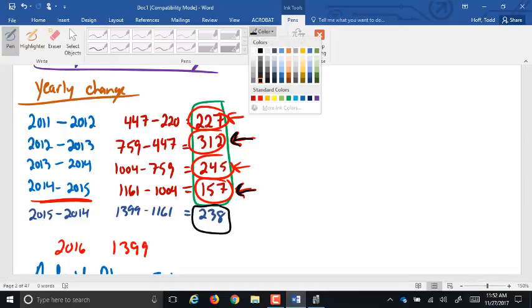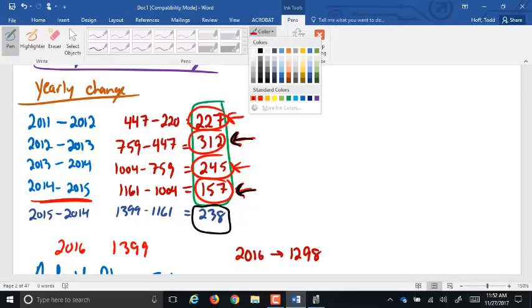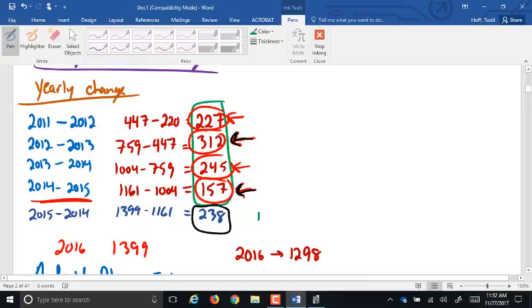But the other case might be, let's say that the 2016 number came in at 1298. Then the difference would be 1298 minus 1161. That would only be 137 difference. That would be indicating that maybe the increase in sales peaked here and they're starting to drop as we go further into the future.